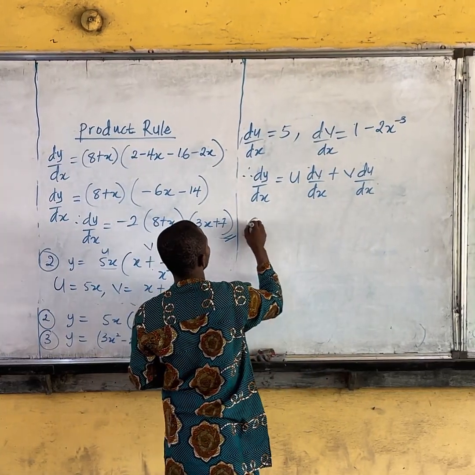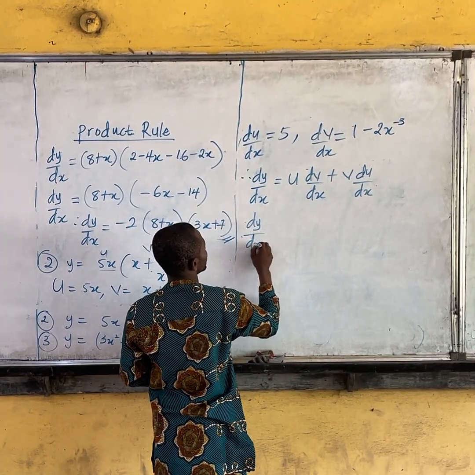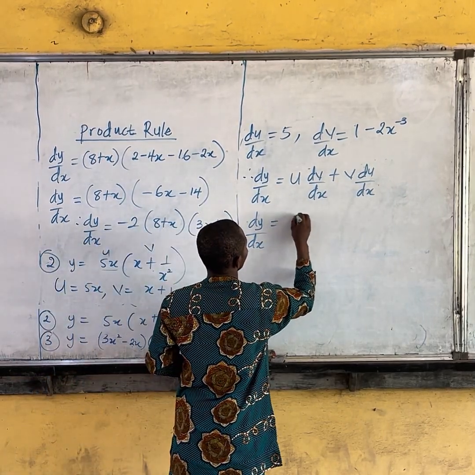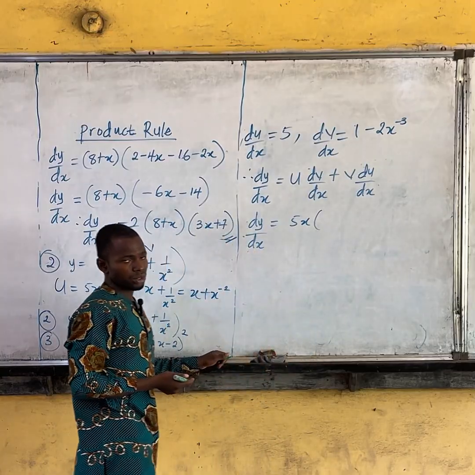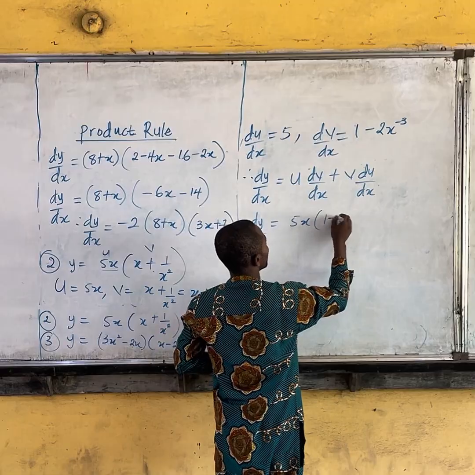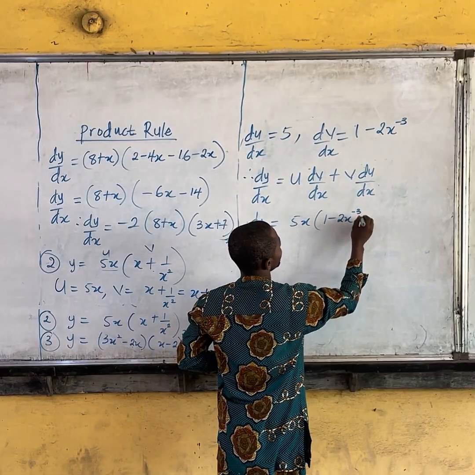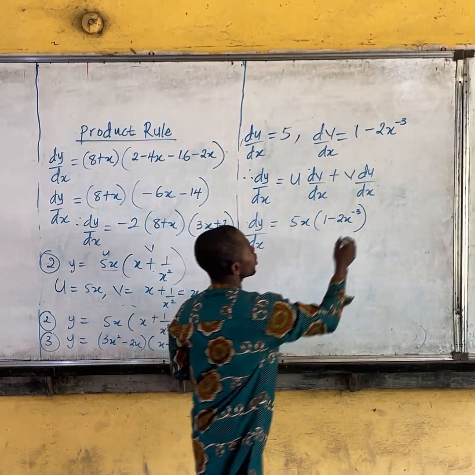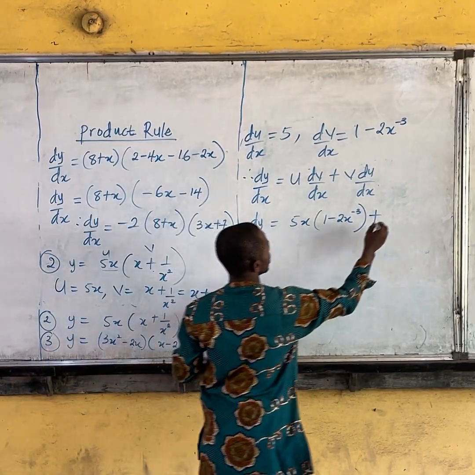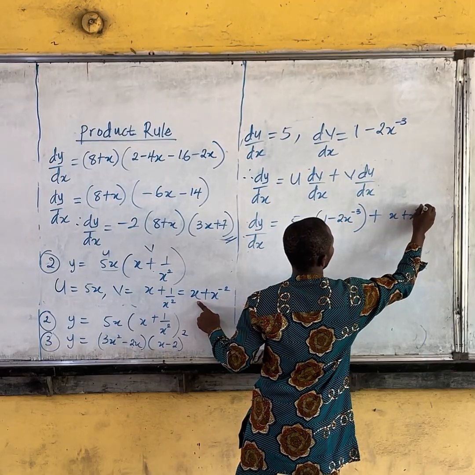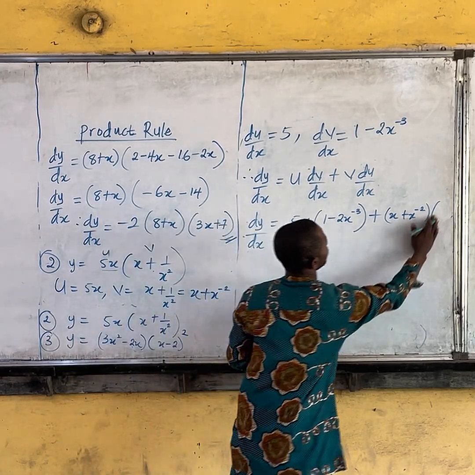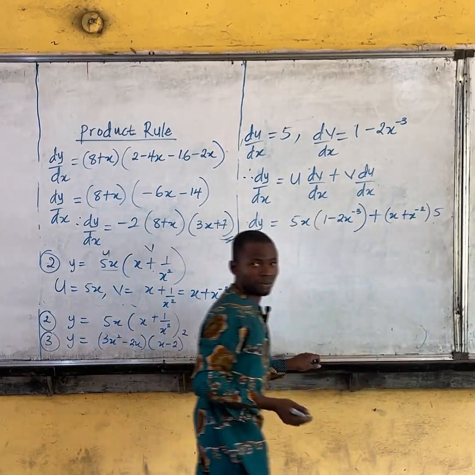So from here now, dy over dx, just slot in the values. What's our u? 5x. You can say bracket, that is times. What is dv over dx? Our dv over dx is 1 minus 2x raised to the power of minus 3. You close it. Plus v. What's our v? x plus x raised to the power of minus 2. What is du over dx? Our du over dx is ordinary 5. Just write 5. That is times 5.